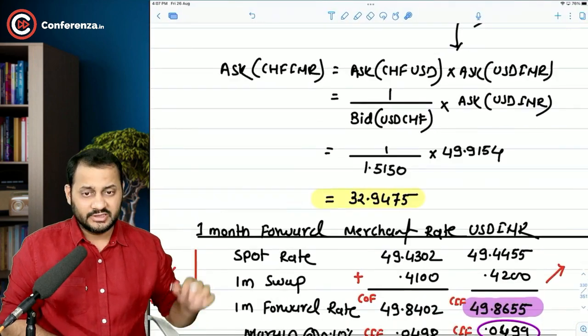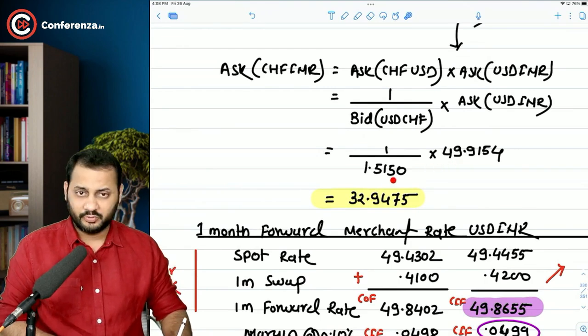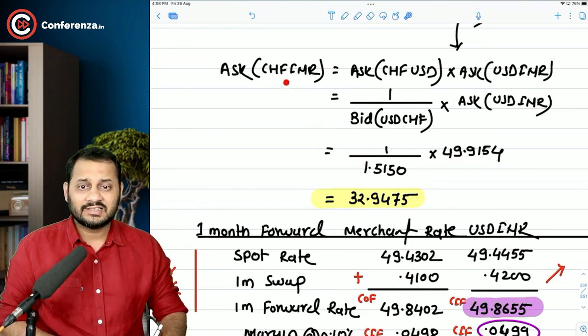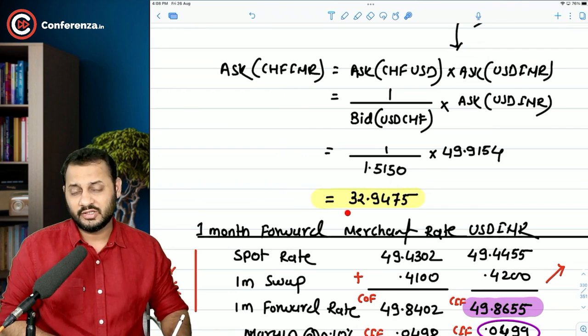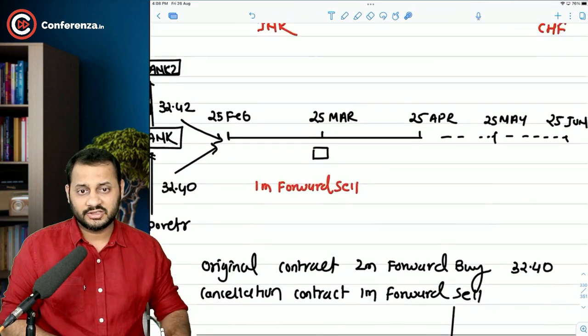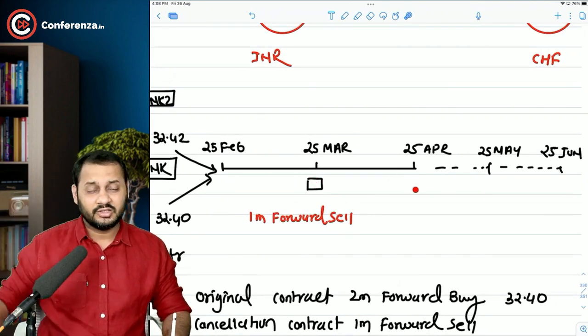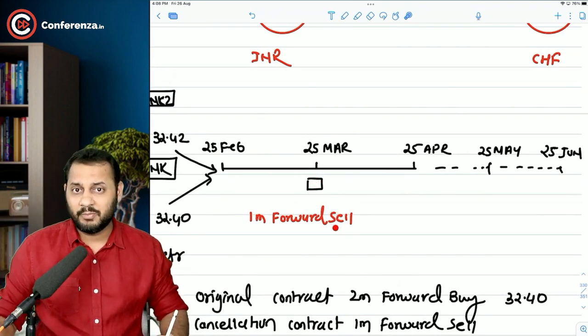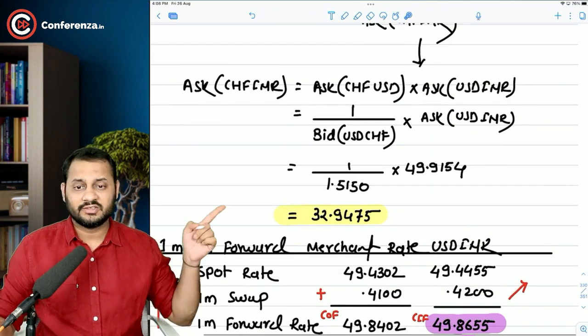So if we keep these prices, 49.9154 and 1.5150, the ask of CHF INR comes to 32.9475. This is the cancellation rate. One month from now, after doing all this transaction standing at this point, you want to cancel the original buy contract with a sell. That's why you will take a 1 month forward sell. So this is the final rate.